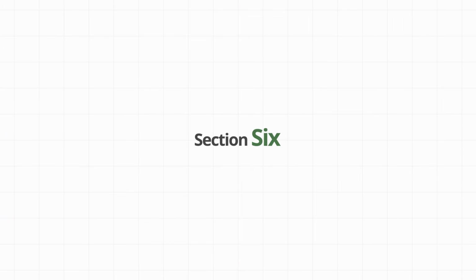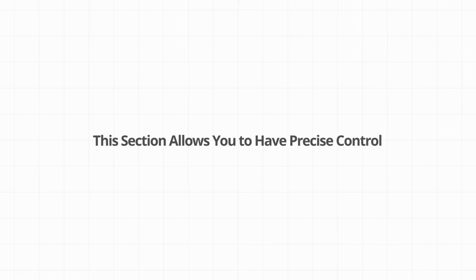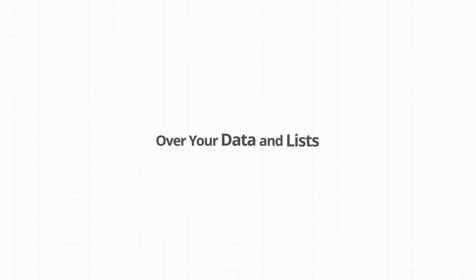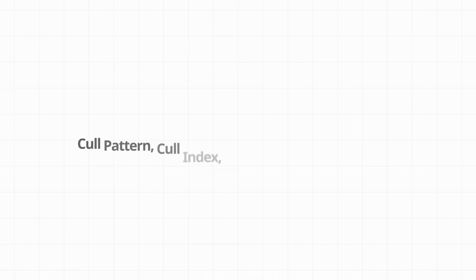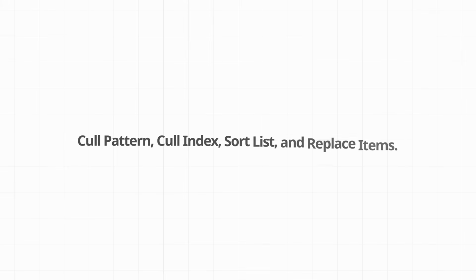Section 6. Selecting, removing, and sorting. This section allows you to have precise control over your data and lists. The key tools include cull pattern, cull index, sort list, and replace items.